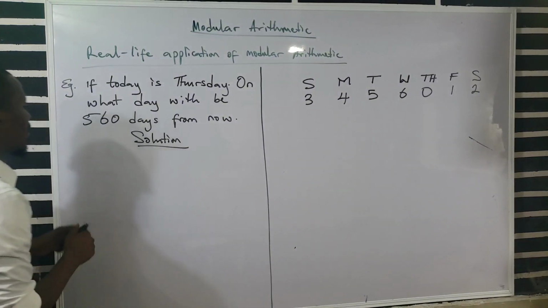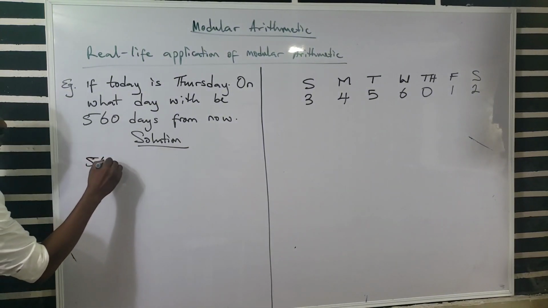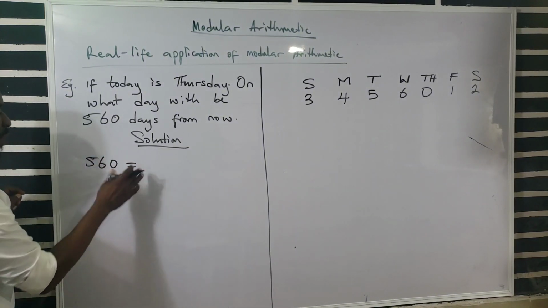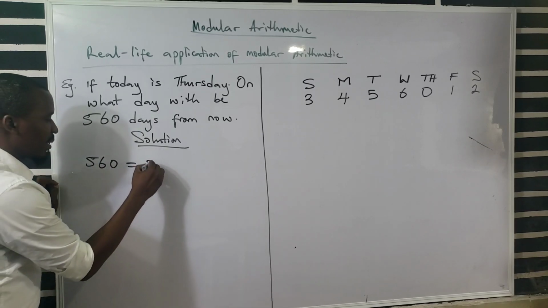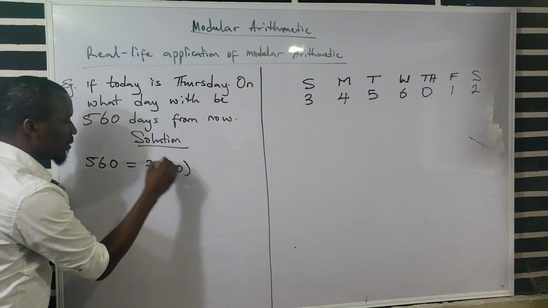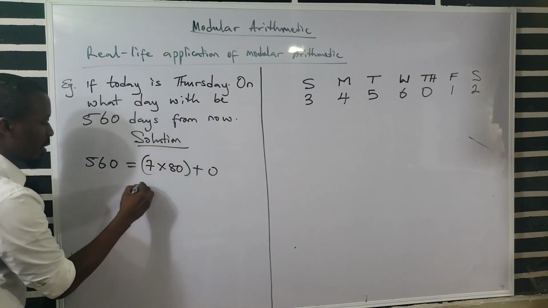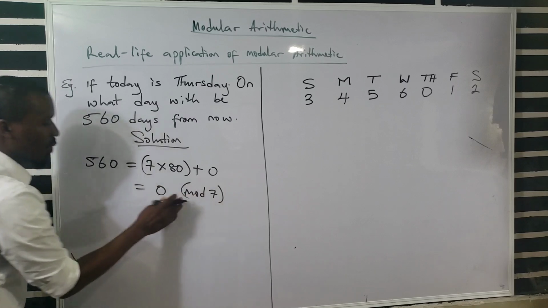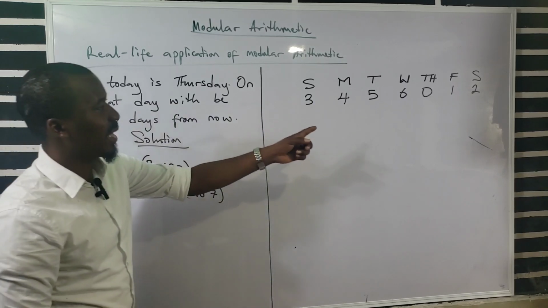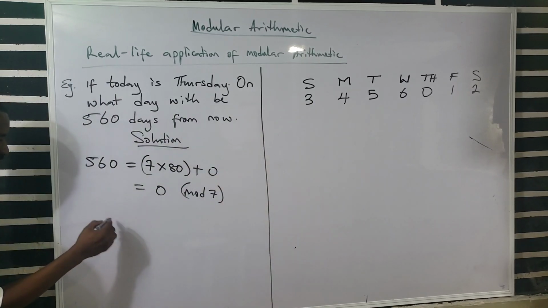So this problem now will give us 560 in modulo 7, which is 7 times 80 plus 0. So that will give us 0 modulo 7. So the day which represents 0 is going to give us Thursday.